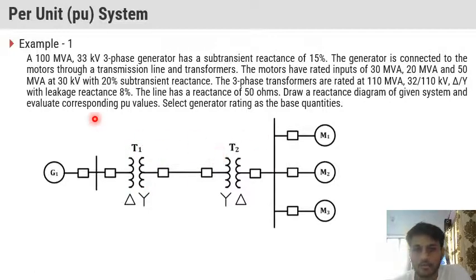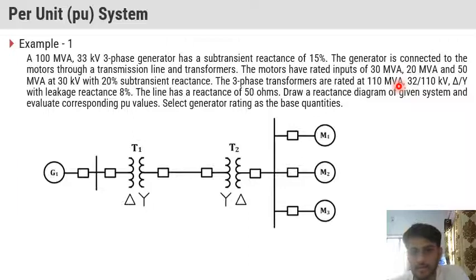The motors have different ratings: 30 MVA, 20 MVA and 50 MVA, and the voltage is the same because all are connected to the same bus. This is the receiving end bus bar, and all the motors have a similar sub-transient reactance of 20 percent. The three-phase motors are rated at 110 MVA.